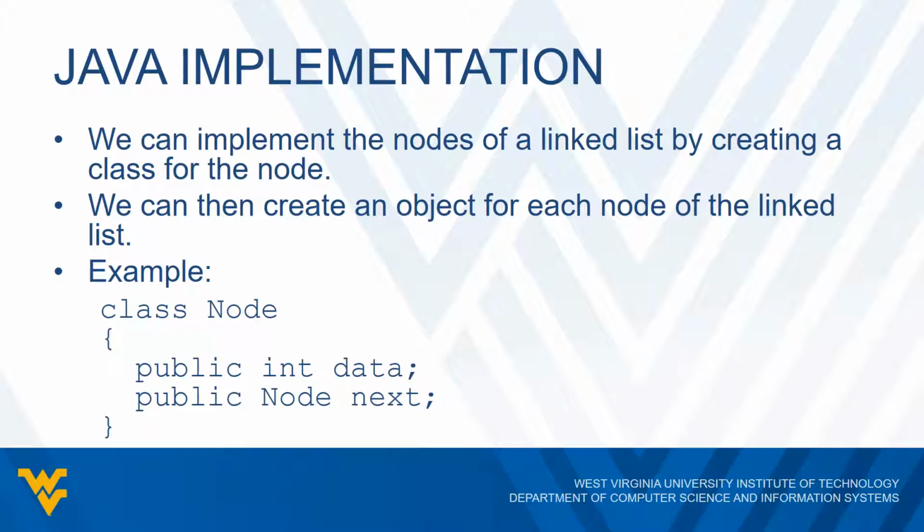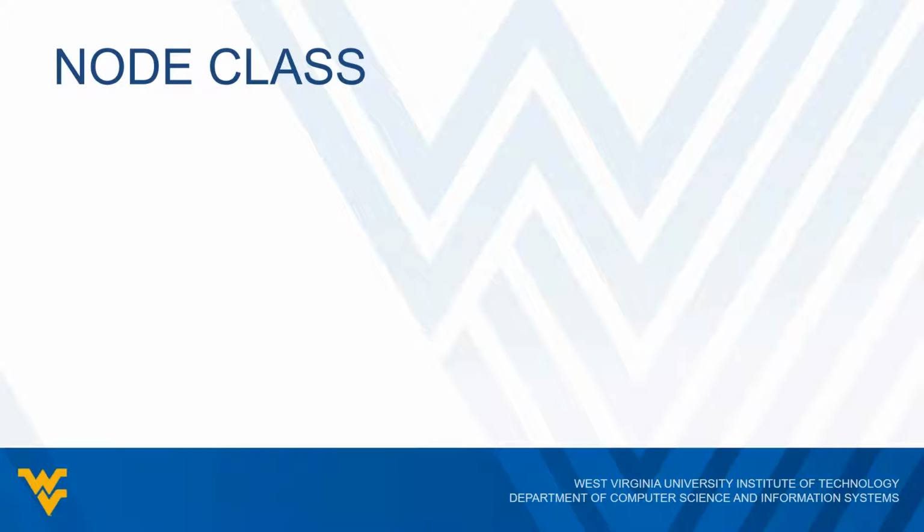So this would be the code in Java that defines the node class. In here we have two members. We have a variable that contains the data, so that would be the element of the node. And then we would have a reference variable called next that would point to the next node in our linked list. Now here's a question that you might be asking yourself.